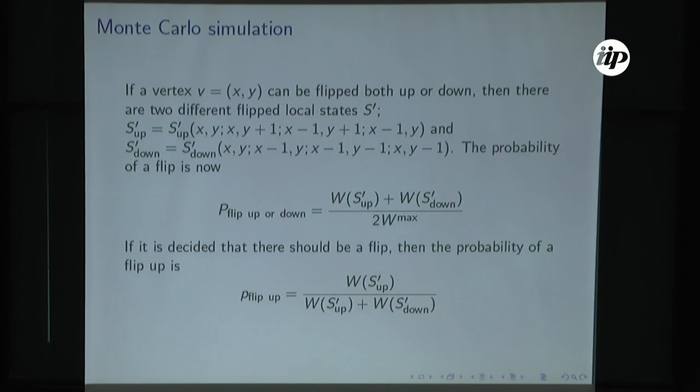First of all, we decide whether there should be a flip at all. The probability that there is a flip is the sum of the two weights divided by two times the greatest weight. Then if it's decided that there should be a flip, the probability that it will be up is proportional to the weight of the up state.